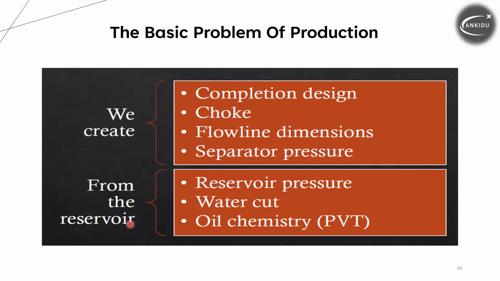And from the reservoir side: what is the reservoir pressure? What is the water cut reading right now? What is the oil chemistry and PVT for the reservoir? Do we consider this as the cause of the problem for the well being seized and not back online again? Why is it seized? Because we have less reservoir pressure. We don't have any support. We have a rise in water cut.